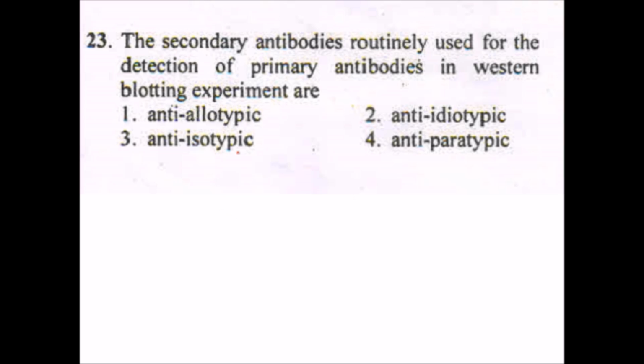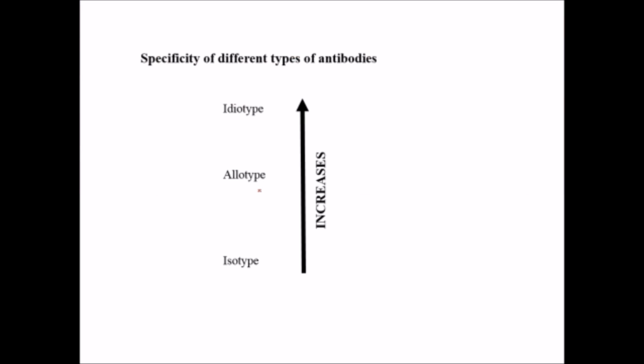Now, back to the question: anti-allotype, anti-idiotype, and anti-isotype. We are looking for a particular type of protein which is very specific. If we look at the specificity, it increases from isotype to idiotype. So what type of antibody should we use? The idiotypic type.